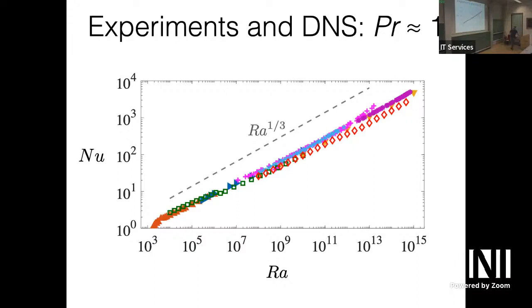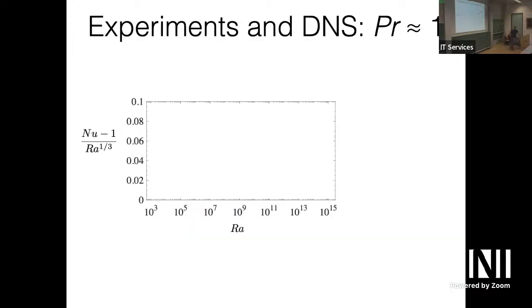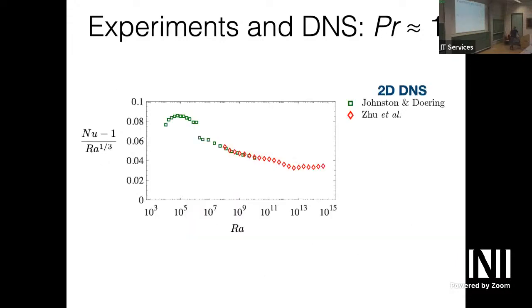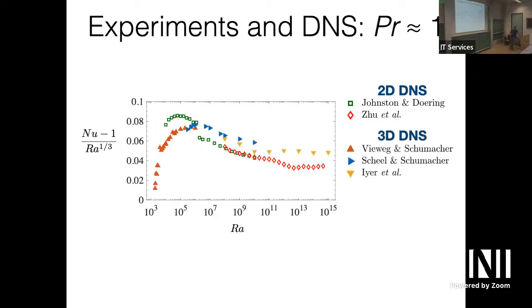In order to look at this, I really should be plotting compensated Nusselt number. So let me take Nusselt minus 1 so that it starts at 0 and goes up, and divide it by Rayleigh to the 1/3. In this case, Rayleigh to the 1/3 scaling will be a horizontal line. Here's what 2D DNS does. Initially it's growing slower than Rayleigh to the 1/3, and then it is actually going close to Rayleigh to the 1/3. There's one data set in this regime, a recent one.